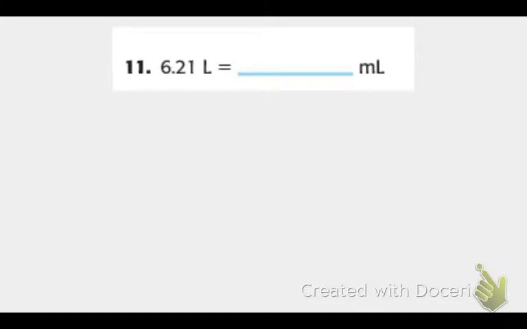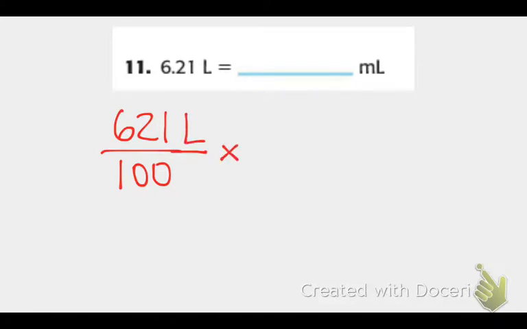All right, so let's take a look at this solution. We have 621/100ths. And that is a liter, which we are multiplying by liters, and we're multiplying by milliliters. All right, so how many milliliters are in a liter? It's 1,000, because it's milli, in 1 liter.